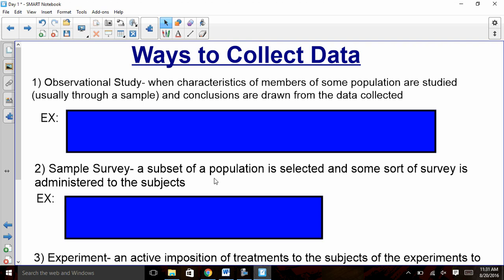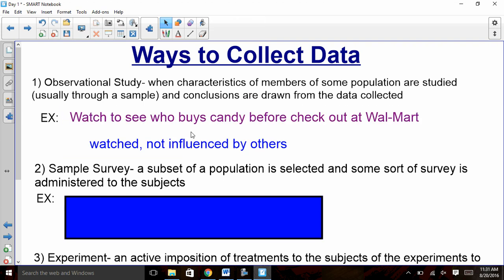An observational study is when characteristics of members of some of the population are studied and conclusions are drawn from the data collected. So if we take a look at this, an example of this is to see who buys candy before they check out at Walmart, so while they're standing right in line. The reasons we know, ways to help us determine it's an observational study, is that it's watched. You're not influenced by others. You're just kind of sitting there and just observing.